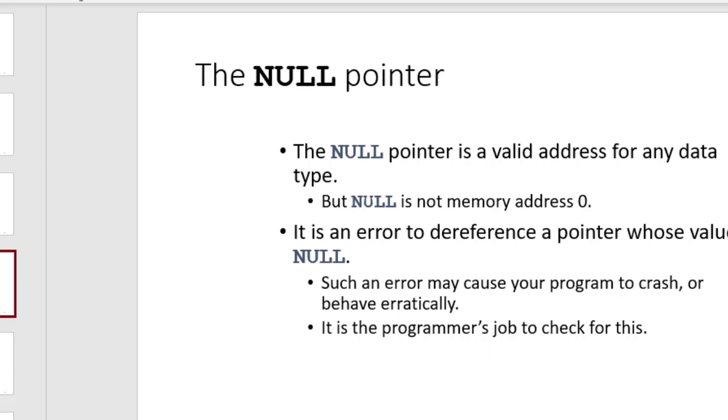But a null pointer is not memory address 0. It is an error to dereference a pointer whose value is null. It is an error when a pointer has null as its value. So you can't dereference a pointer whose value is null. Such an error may cause your program to crash or behave erratically. It is the programmer's job to check for this.